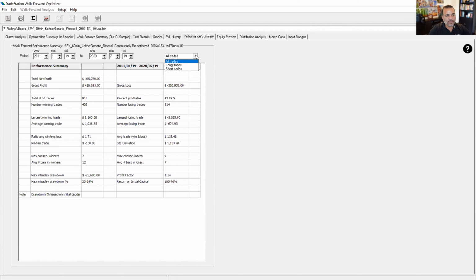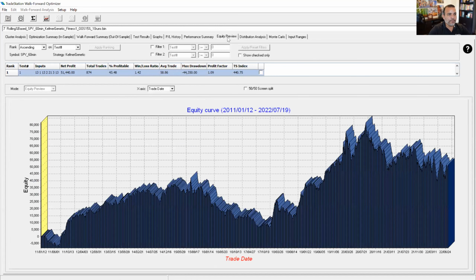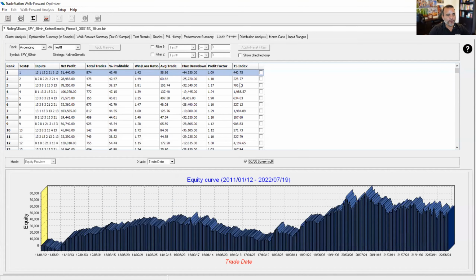Then you can select all trades, long trades, or short trades to see all the difference. Okay, so this is pretty much self-explanatory. I'm just showing or walking you through the different screens and how you can edit some of the information here. The equity preview, again, going back to the equity curve. This is also an interesting way of looking at the different runs. There's a checkbox here that allows me to see more of the runs.